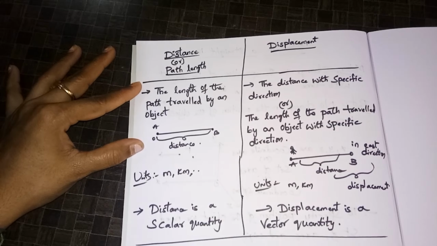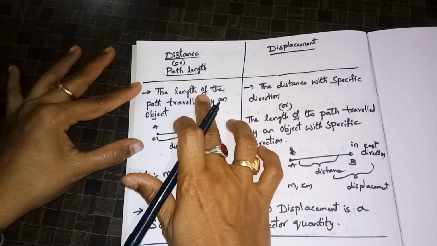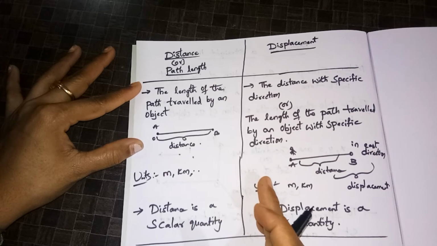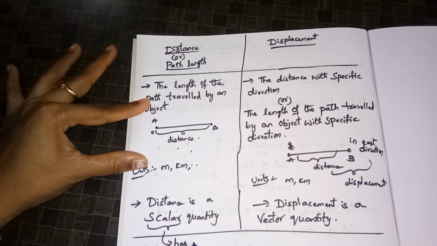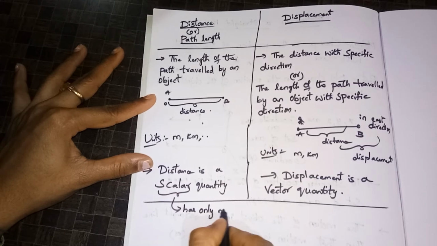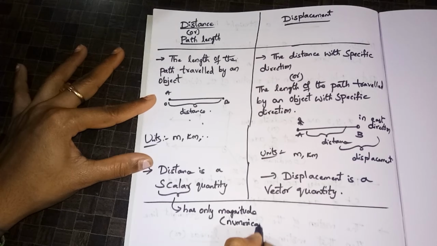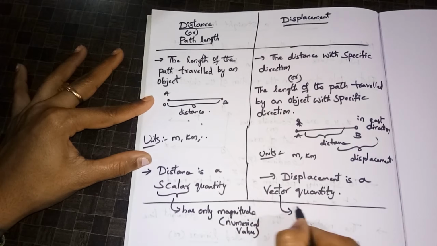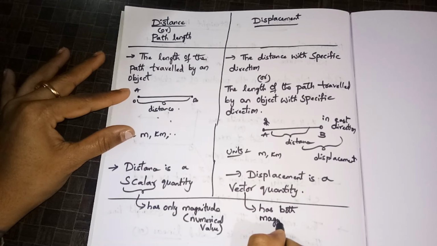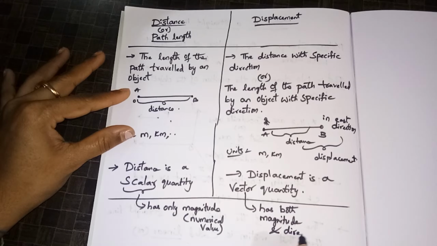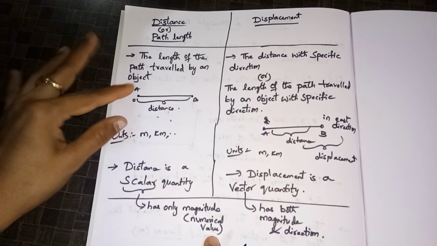What is a scalar quantity? Length will be in the form of numbers. Length will be measured in terms of numbers itself. Meters, kilometers will be in the form of numerical values. So what does scalar mean? Scalar has only magnitude. Only magnitude means numerical value. But vector has both magnitude and direction. Here magnitude means length. Only the numerical value will be distance.